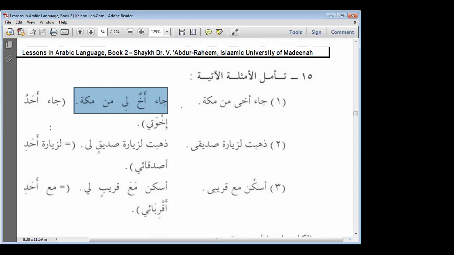So what does it mean? In brackets here, the author put Ja'a ahadun ikhwani. So one of my brothers arrived. So it is attributed to you, but it's indefinite, not defined as to which one of the brothers. Okay? Let's look at the other example.